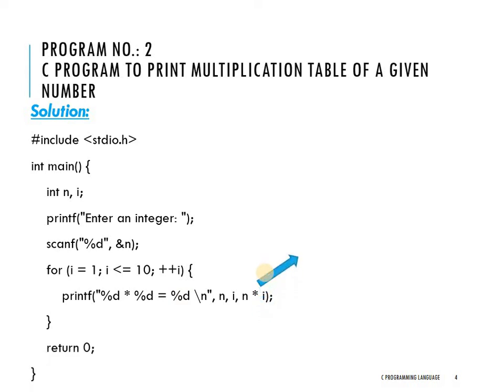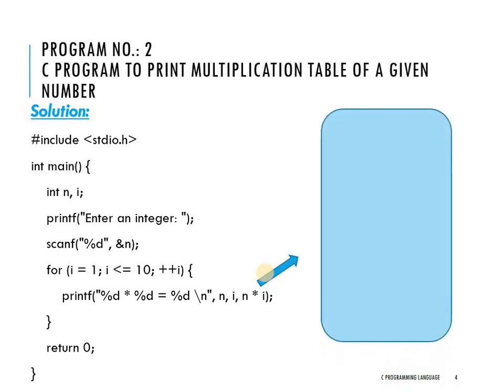Now I will explain how this logic works. Here we have given, for example, n equal to 10. At the first loop, i is equal to 1. Here it will display 10 into 1, because n is 10 and i becomes 1 for the first loop. So 10 into 1, 10 will be displayed. And then i goes for increment, so i becomes 2.